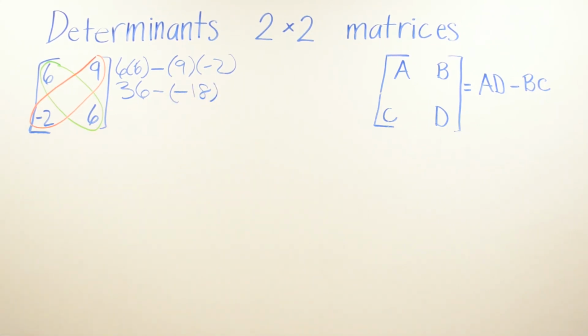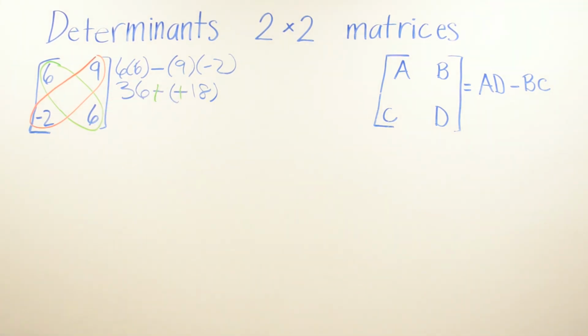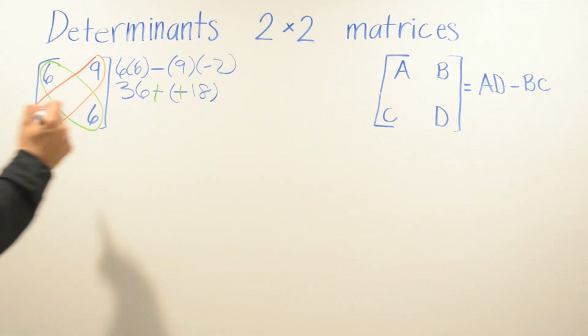So then we turn this into a positive, turn this into a positive. They're two of the same signs. We have two positives. So we're going to add them. 36 plus 18 is going to give us 54. That's our answer.